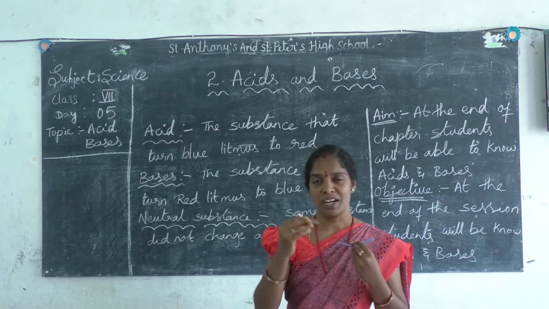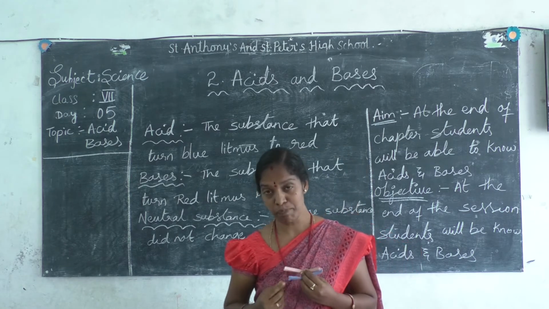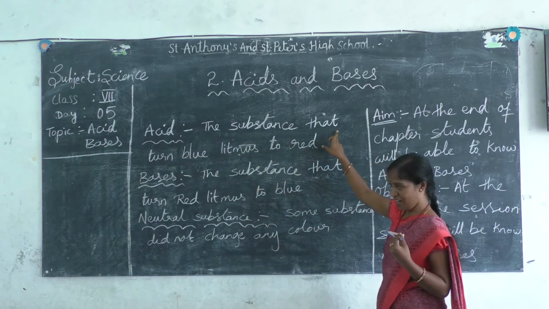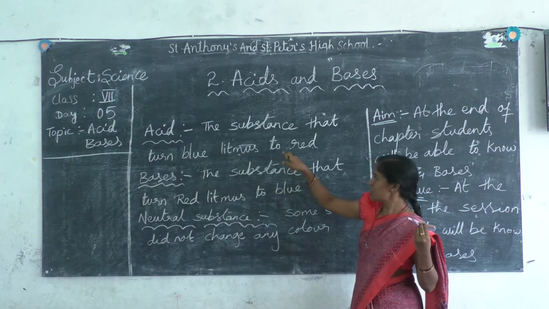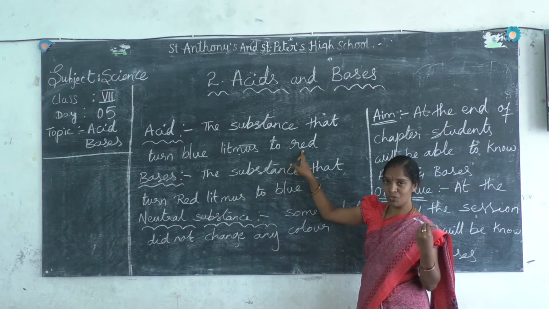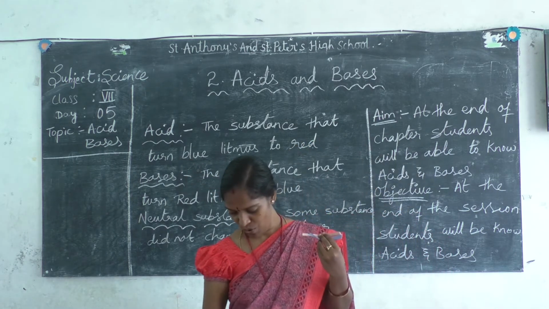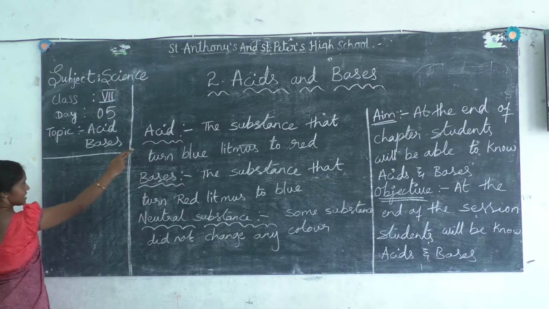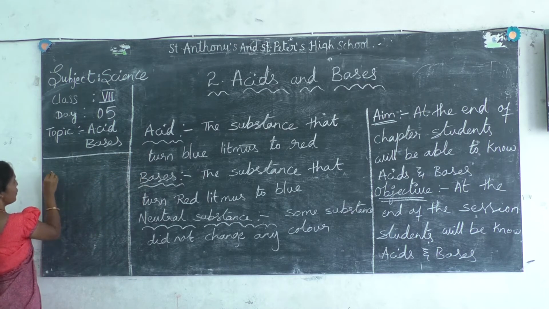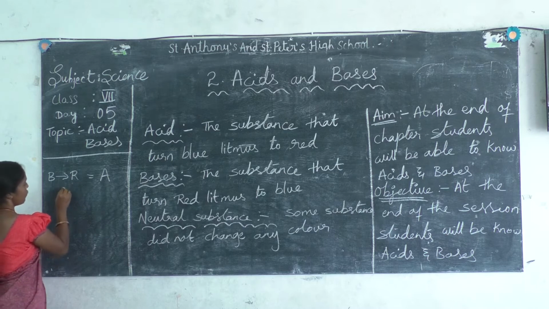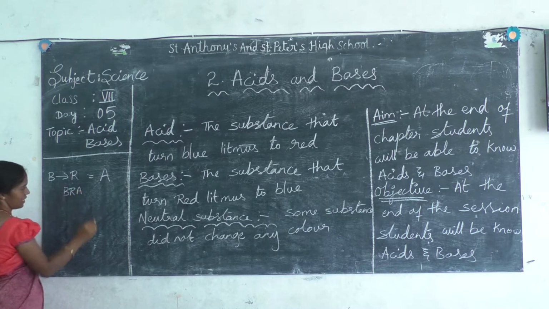Now, let us learn about acids and bases. See here, acid. The substance that turns blue litmus to red. That means blue litmus turns to red. Let us write on the board now. See here. Acid: blue litmus turns to red, then it is an acid. In short form, BRA.